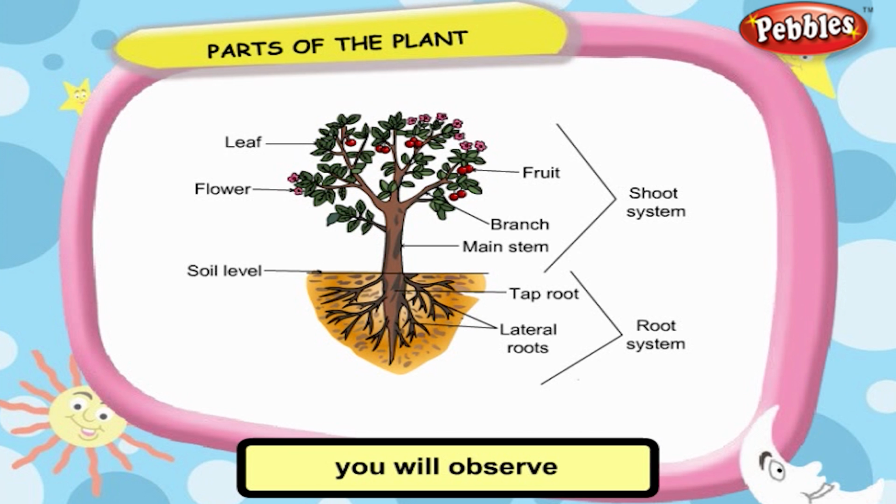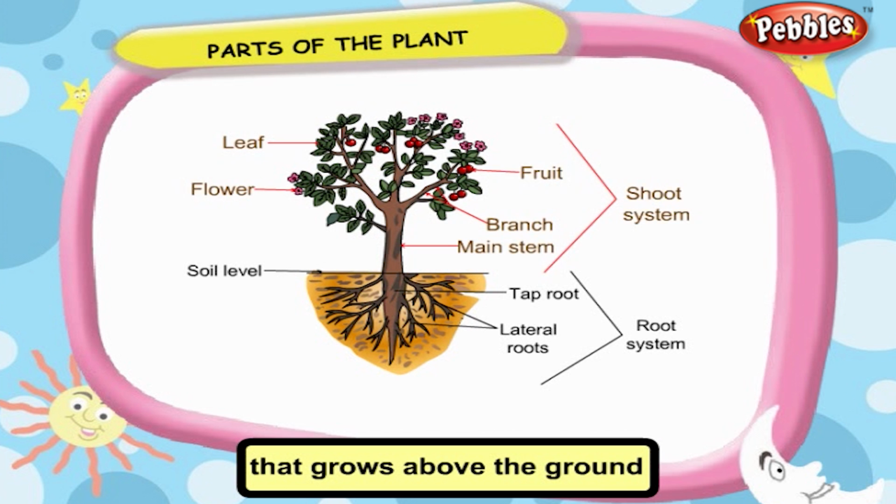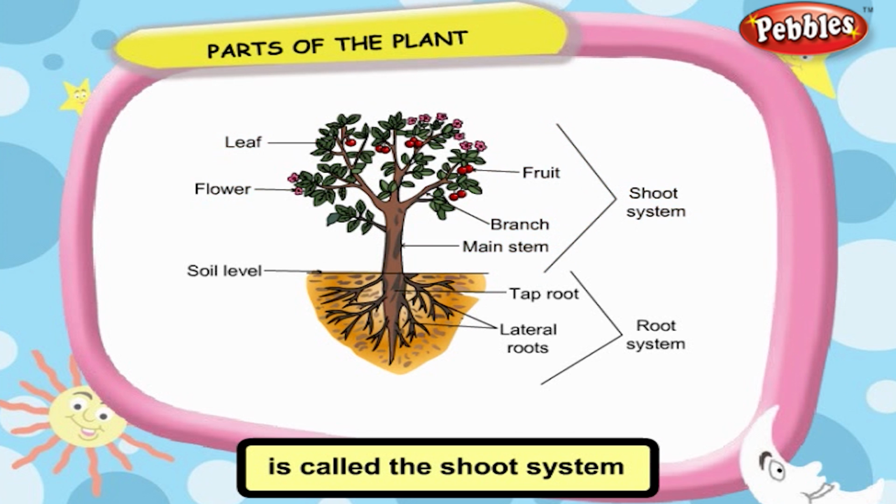You will observe two main parts in the plant. The part which remains under the ground is called the root system, and the part that grows above the ground is called the shoot system. Below the soil, we have the root, and above the soil, we have main stem, branch, leaf, flower, and fruit.